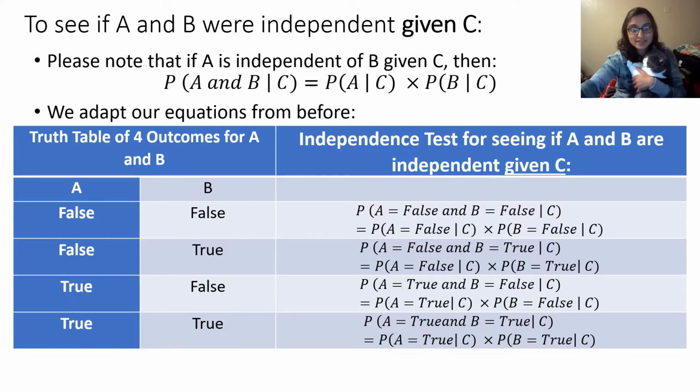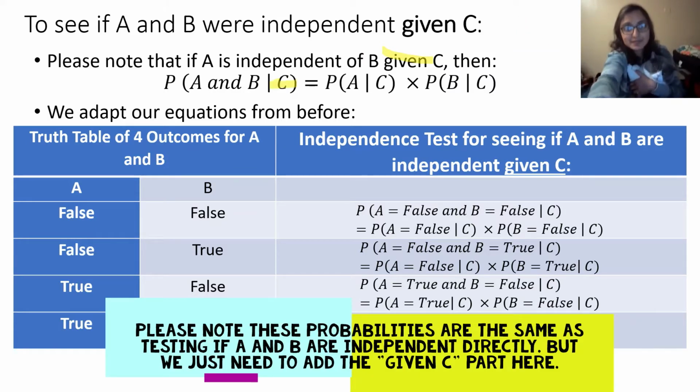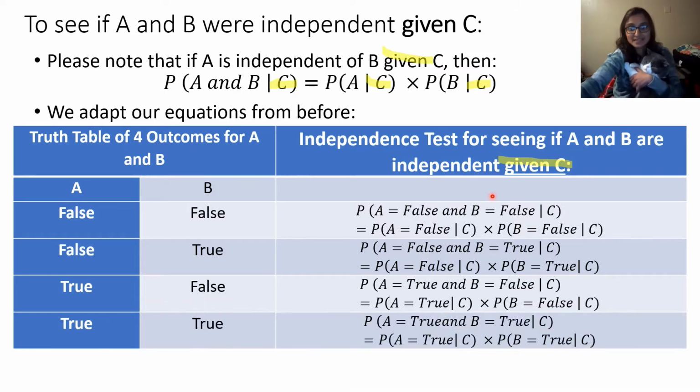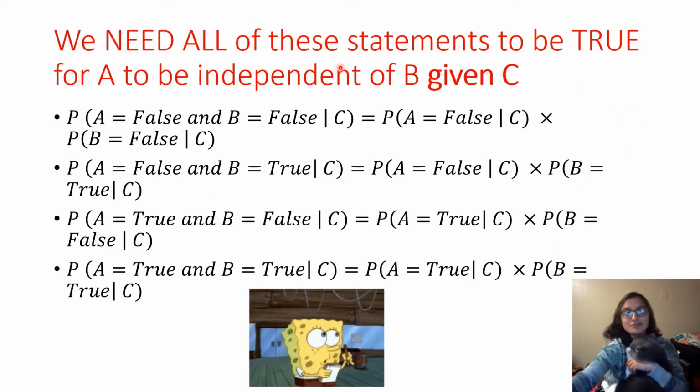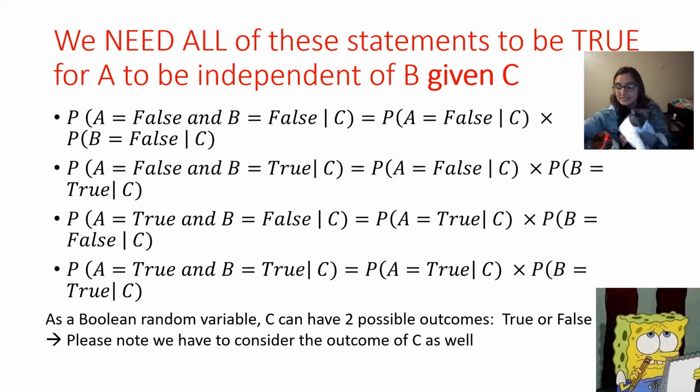If we want to see if A and B are independent given C, we just have to tack on this given C part here, given C here, given C. And then all the corresponding probabilities are the same, except that we're just tacking on this given C. That's all that's happening. So it's an independence test for seeing if A and B are independent given C. Thus, we really need all four of these statements to be true for A to be independent of B given C.